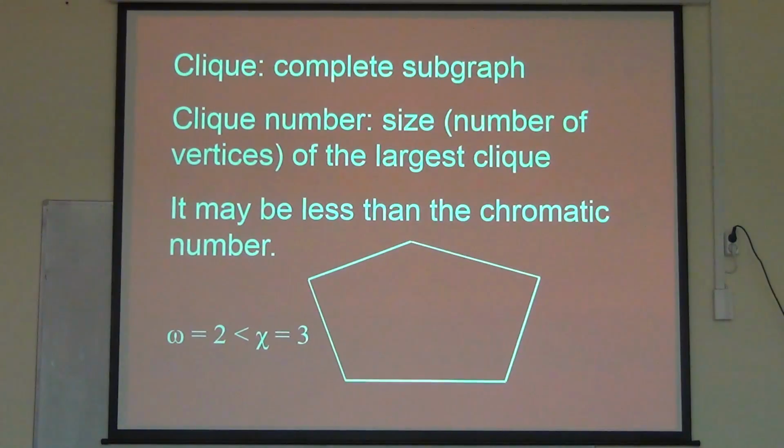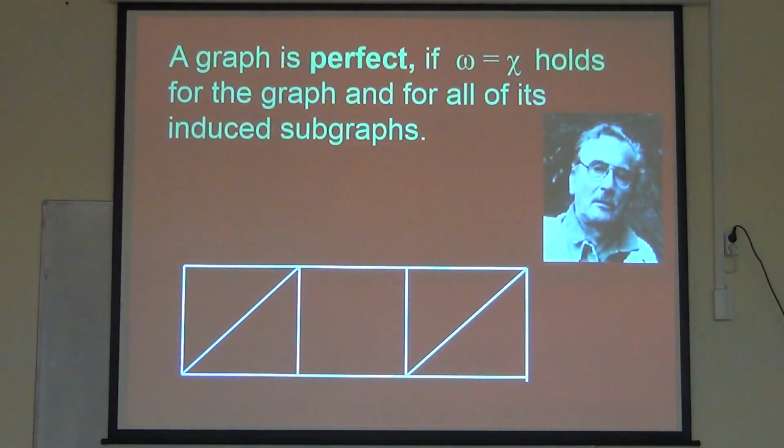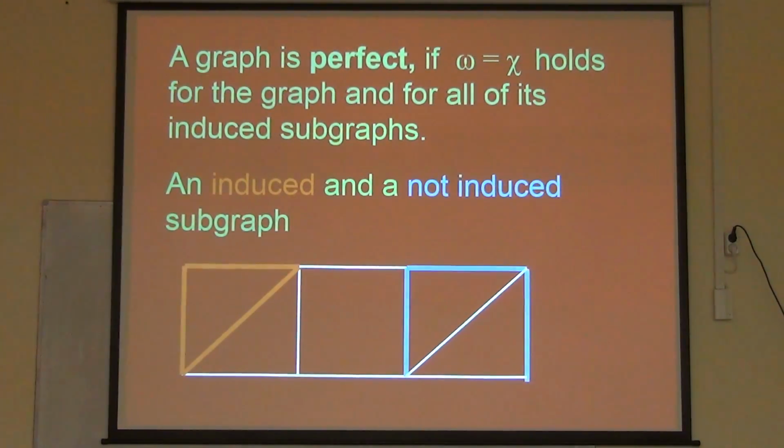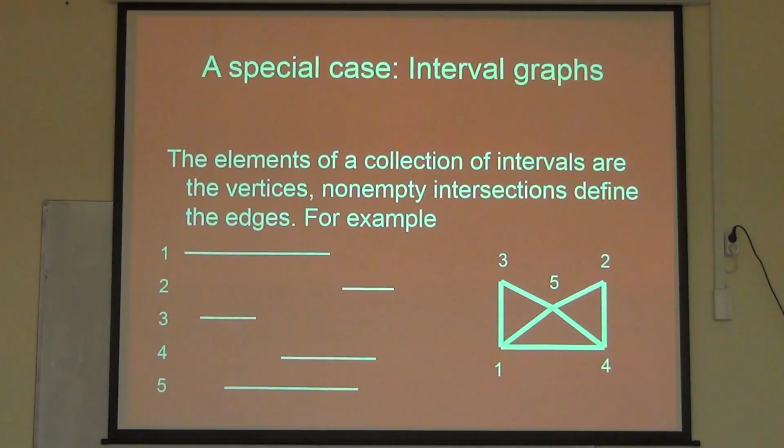3. And of course, as you all know, there is a very important concept of graph theory, the perfect graphs, where not only chi equals omega, but it is also true for every induced subgraph. This is just an illustration about induced and non-induced subgraphs. These are trivialities, but I don't have to repeat. Now, a very special case of perfect graphs are the so-called interval graphs.